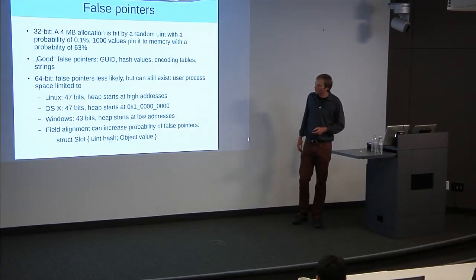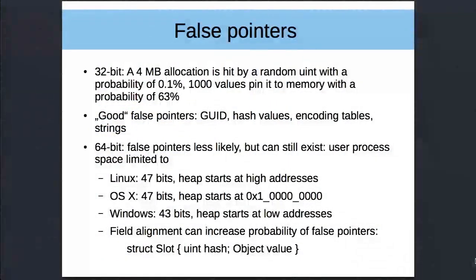So, what are these false pointers? What happens if we hit such a false pointer? If, for example, a 4 megabyte allocation is hit by some random value on a 32-bit system with a probability of 0.1%, and if you add that probability for 1,000 values, you get a probability of 63% to pin this memory with 1,000 random values. So with a bit more, you're almost certain to pin this memory block.